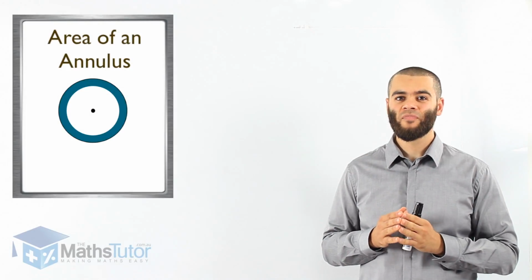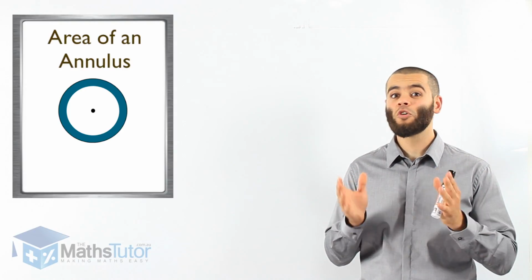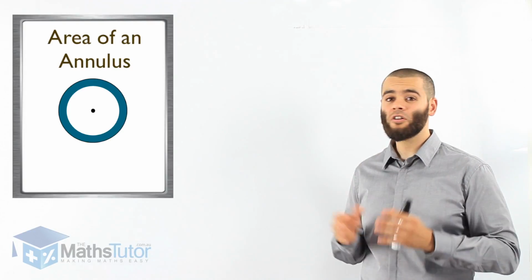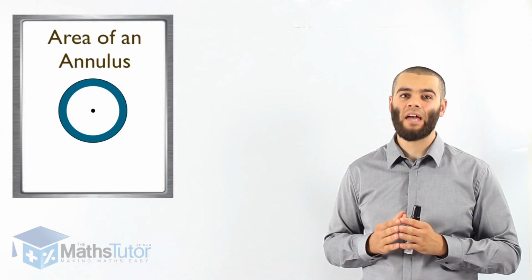Hey everyone, have you seen this shape before? And you think, what's it called? It's called an annulus. An annulus is, as you can see, a big circle and it has a hole in it, like a donut shape. That's called an annulus.